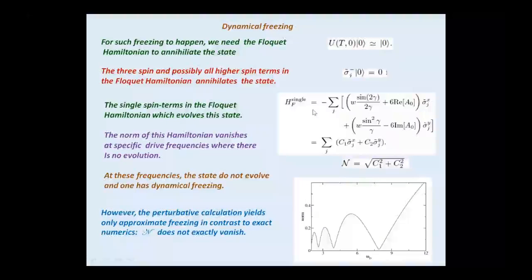This shows that there are dips in the oscillation frequency at special values, which can be understood from the fact that the norm of the Hamiltonian, which is given by the mod square of this and that, essentially becomes very small at these frequencies. This essentially means that your Hamiltonian is not going to evolve. But this doesn't give you the exact dynamical freezing which we observe from exact numerics.